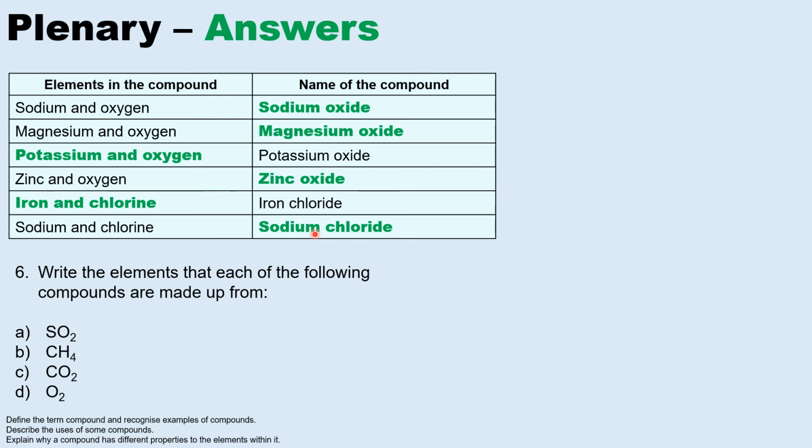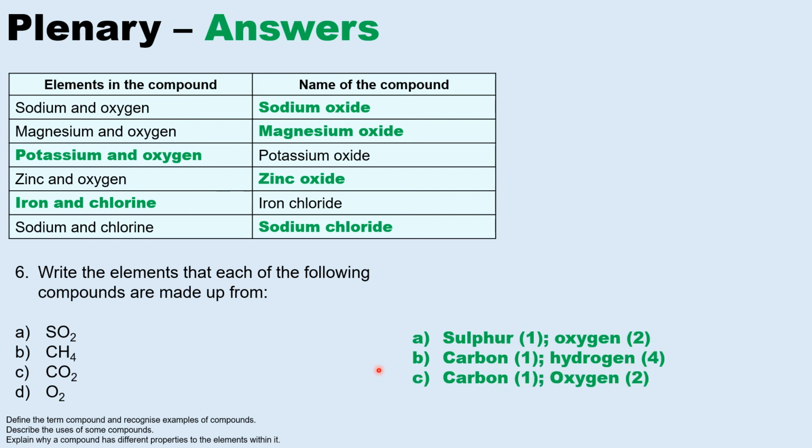And then for the elements, you've got sulfur and oxygen, so you've got 1 sulfur atom and 2 oxygen atoms. You've got 1 carbon atom and 4 hydrogen atoms making up methane. 1 carbon and 2 oxygen making up CO2, and 2 oxygen atoms making up oxygen.